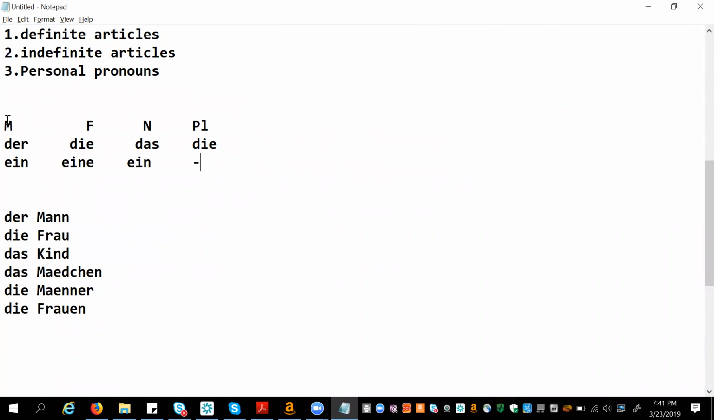So remember the two important articles in German, guys: definite article and indefinite article. What are the definite articles? Der, die, das, die. What are indefinite articles? Ein, eine, ein, and there is no plural. Ist das klar? Yeah, this is clear. Sehr gut.